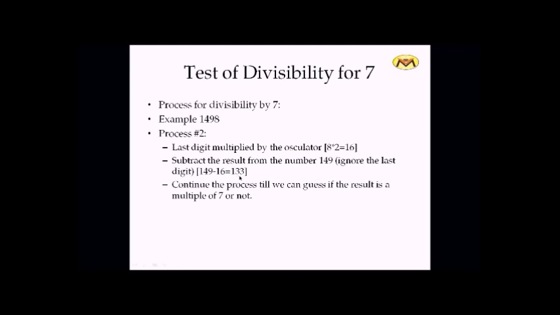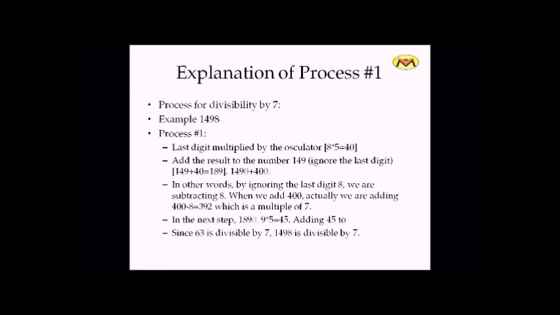Again we take 3 and multiply by the oscillator 2, so 3 times 2 is 6, and we subtract 6 from 13, we get 7. So since 7 is divisible by 7, 1498 is divisible by 7. So these are two techniques that are seen for the divisibility test of 7 in Tirthaji's book.